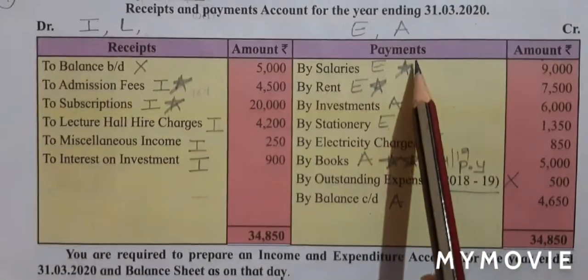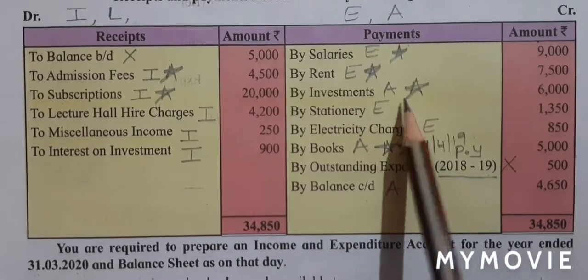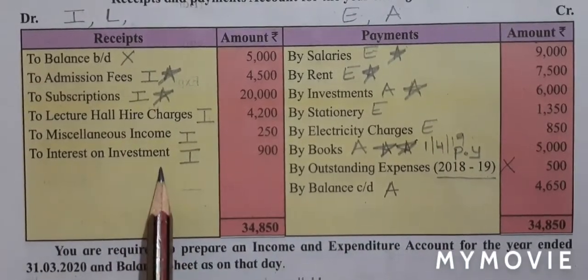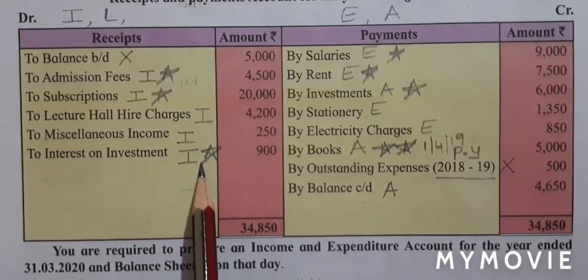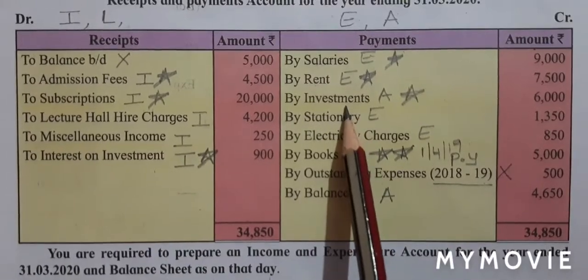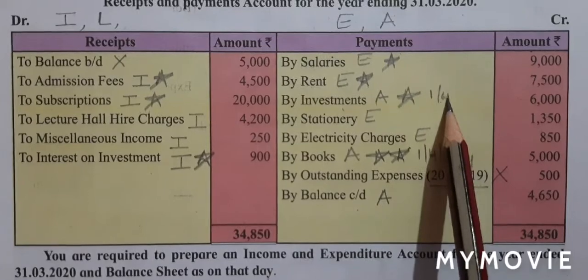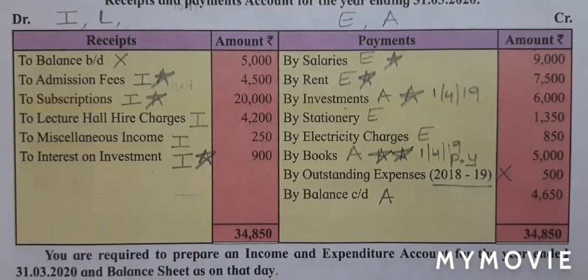So on the payment side, I have investments. I will mark a star. On the receipt side, if you see, we have interest on investment. So I will mark a star even for that. And they have given us information that this investment was purchased at the beginning of the year. So this will be useful for calculation of interest. So I'll make a note of the date.